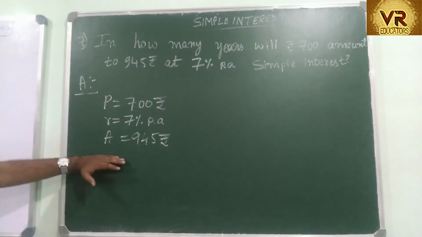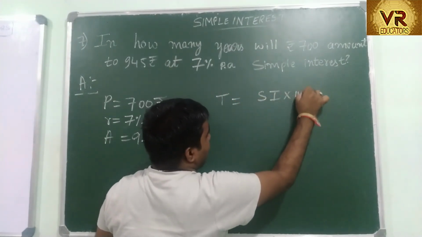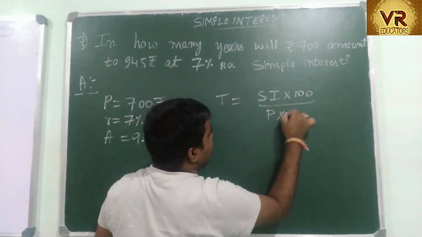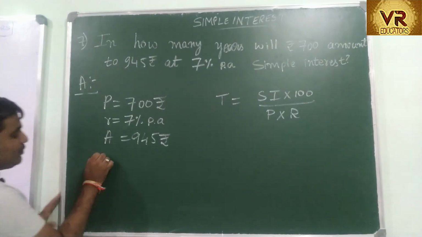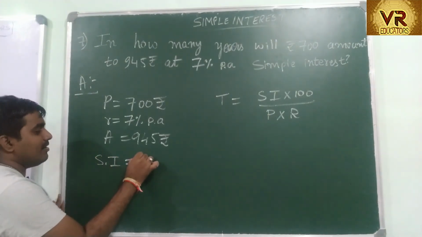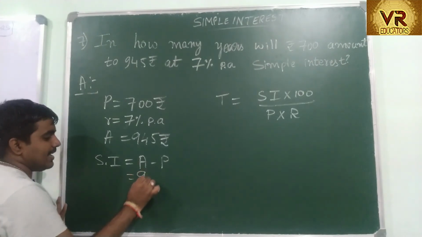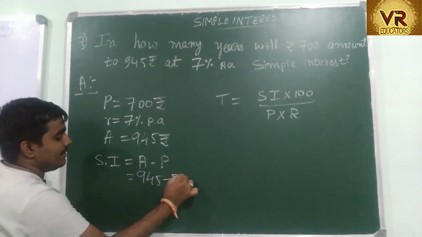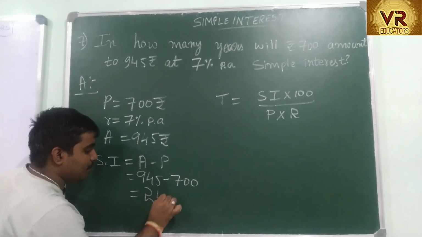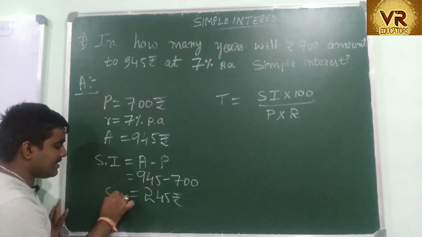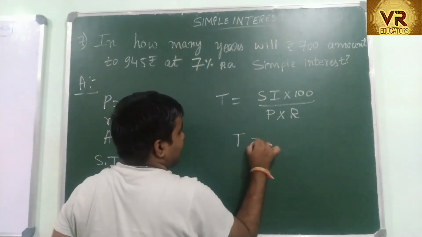Okay. So the formula for time is SI into 100 divided by principal into rate. Okay. So simple interest is not given. So again you have to find simple interest. Simple interest is equal to amount minus principal, that is 945 minus 700. So what is 945 minus 700? 245 rupees. 245 rupees is simple interest. Okay. So now we will find the time.